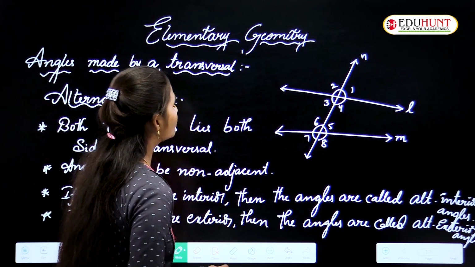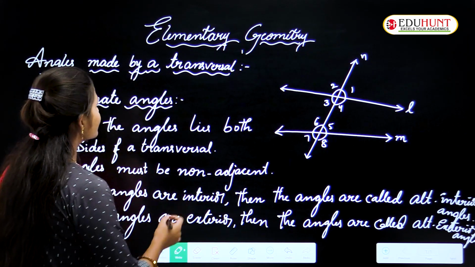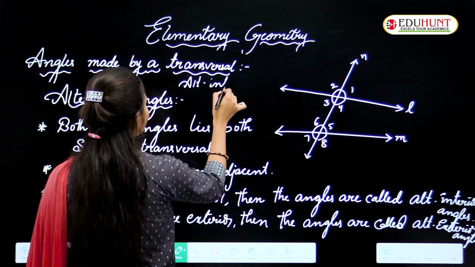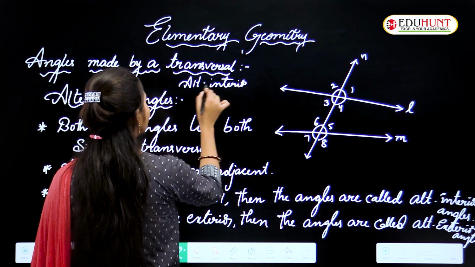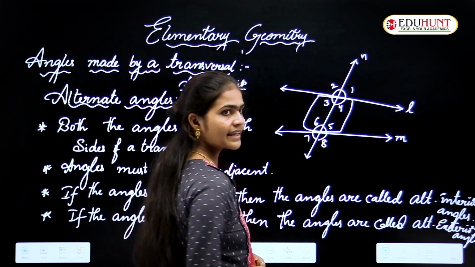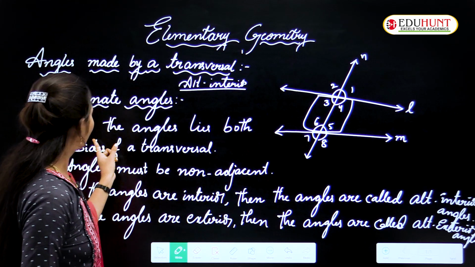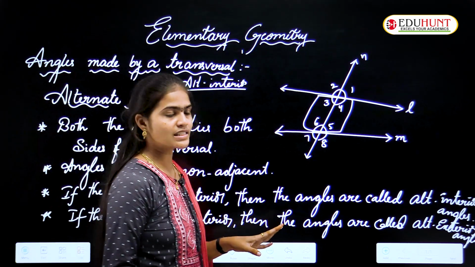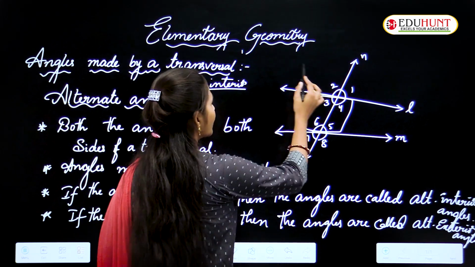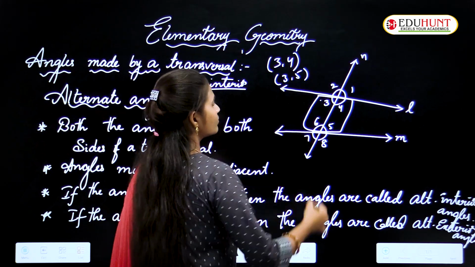According to that condition, here I am going to write alternate interior angles. Just observe that. Alternate interior means these 4 angles we need to observe, interior angles only. First point, both the angles lie on both sides of the transversal. So we can take 3, 4 and 3, 5.